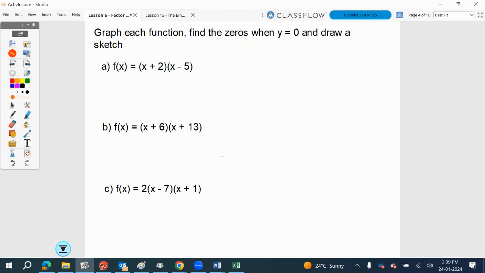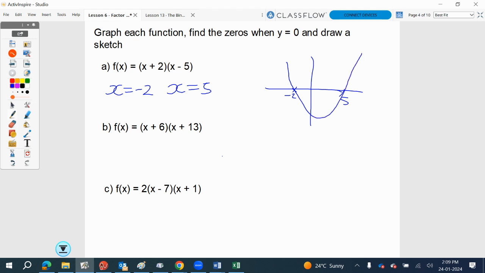Okay, so we're graphing these functions and we're finding the roots. If we graph this first one, what are the zeros for this first one? Negative 2, 5. So we get x equals -2 and we get x equals 5. Is it a sad face or a happy face? It's a happy face. And it goes through here at -2, here at 5, and we get a happy face looking like this.